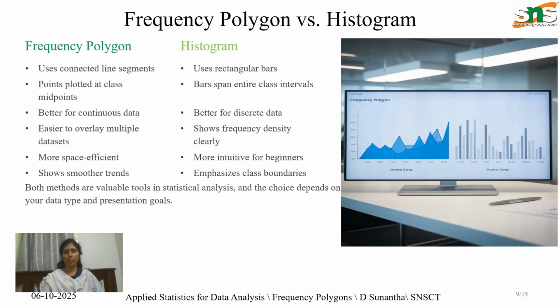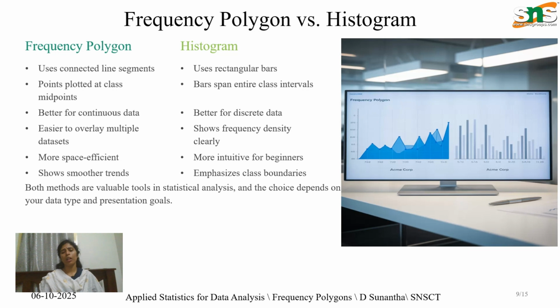So here is the comparison of the frequency polygon with the histogram. In both we are using the same patterns. In the frequency polygon, we use connected line segments, with points plotted at the class midpoints; it is better for continuous data, easier to overlay multiple data sets, more space efficient, and shows smoother trends. Whereas in a histogram, we use rectangular bars, and these bars span the entire class interval.